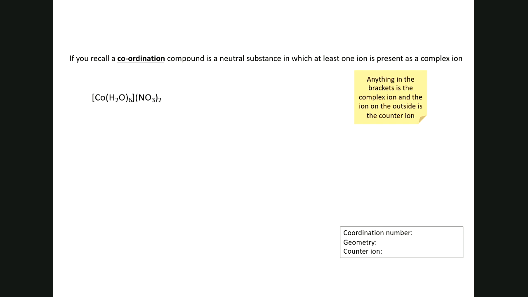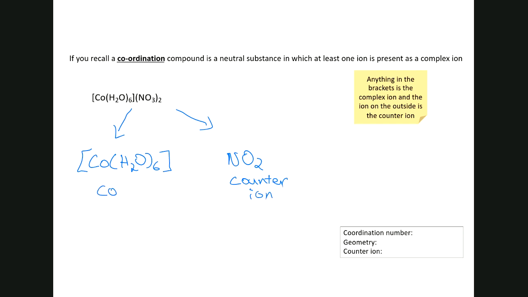So if we wanted to break this down, we could say, okay, this is made up of a complex ion. My complex ion is going to be cobalt with 6 water molecules around it, right? And then my counter ion will be NO3. So NO3 is my counter ion, and this is my complex ion. So something that's missing here.